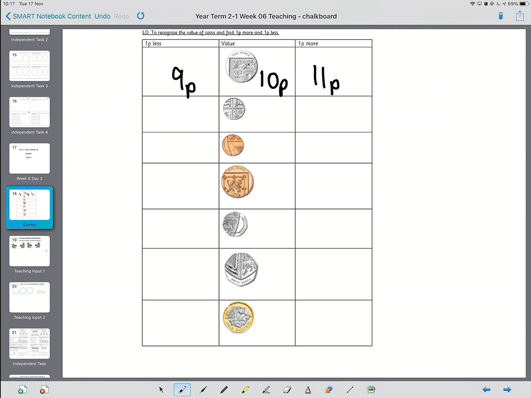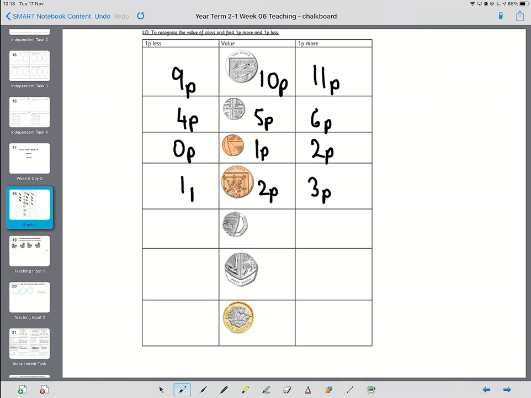Okay, so welcome back. So this next coin is 5p. One less than 5 is 4, so it's 4p. It's important we write the p each time. One more is 6p. This is a penny. So one less, if we take away 1 penny, it's actually nothing, or 0 pence. One more is 2p. This is a 2p. So one more is 3p.